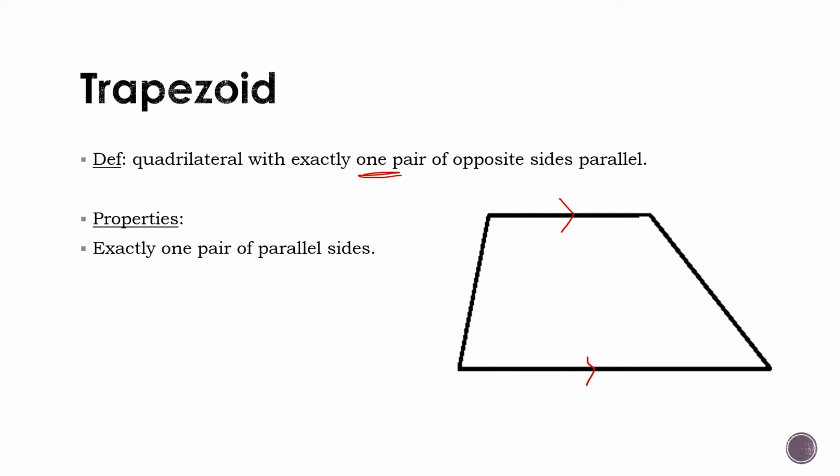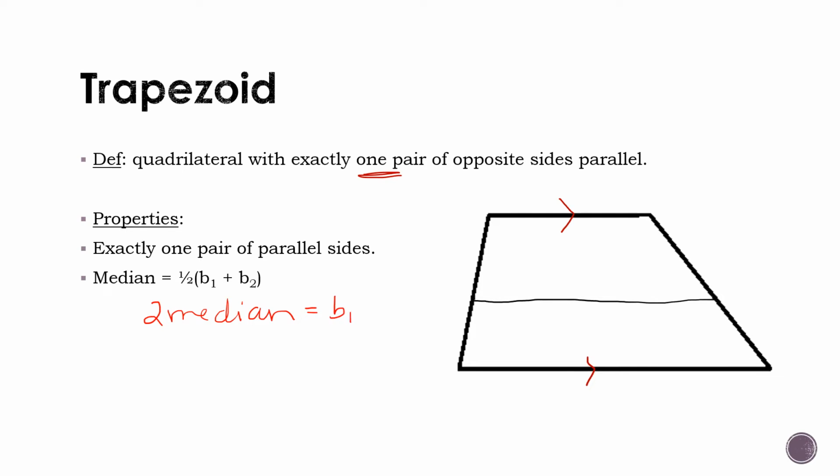The next property we have is the median. In yours it's drawn in, so I'm going to quickly draw it in here. Sorry for my line not being very straight, but the median is going to equal 1/2 (B1 + B2), or 2 times the median is going to equal B1 + B2. I would get both of these formulas written in. Again, they're the same thing. I'm just writing it in a way that might make more sense to you, but I would jot down both of these formulas.